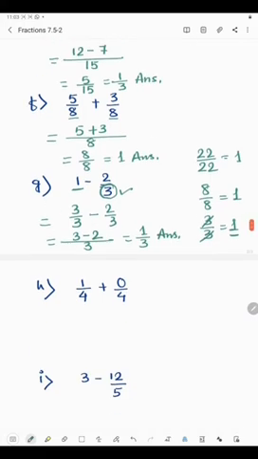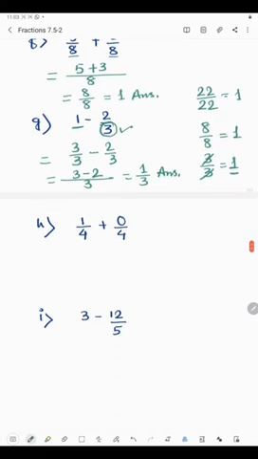Okay. Now coming to H part, we have 1 by 4 plus 0 by 4. So we have same denominator, so we'll write 4. Now, since this is addition, we will just add the numerator. So 1 plus 0. Now we know that anything added to 0 is the number itself. So here 1 plus 0 is 1. So answer is 1 by 4.